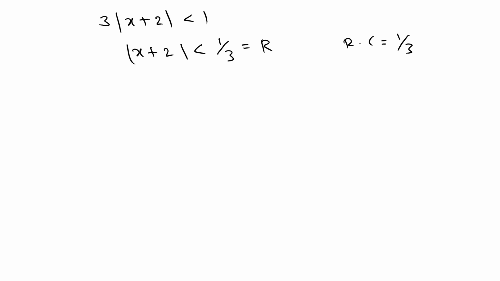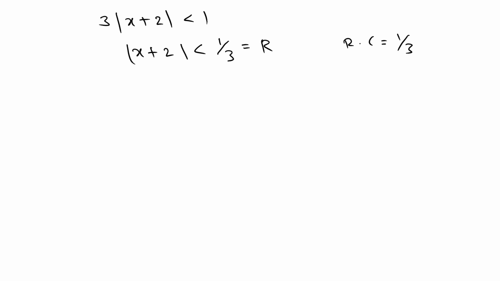So we have 3 times the absolute value of x plus 2 less than 1. We divide by 3 to isolate the term. So that means it's going to be 1/3, and that is r. So the radius of convergence is 1/3.